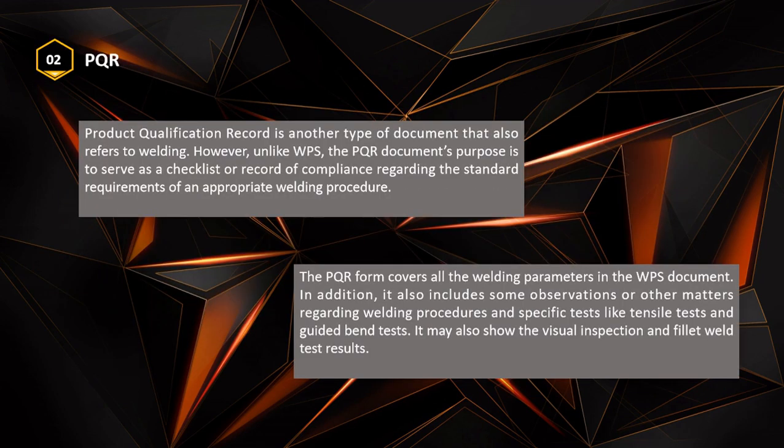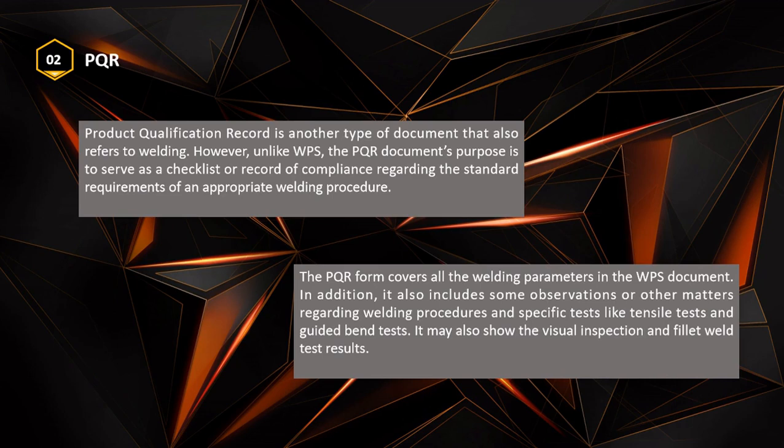Procedure Qualification Record, PQR. Procedure Qualification Record is another type of document that also refers to welding. However, unlike WPS, the PQR document's purpose is to serve as a checklist or record of compliance regarding the standard requirements of an appropriate welding procedure.